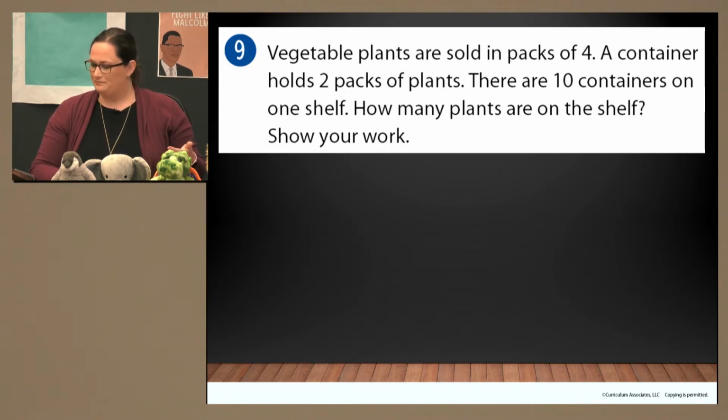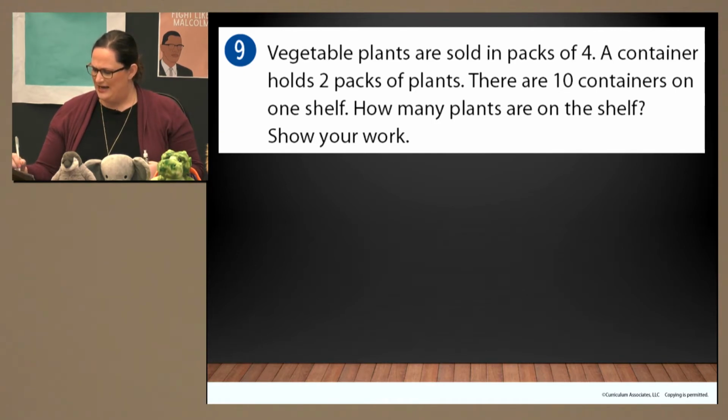Vegetable plants are sold in packs of 4. A container holds 2 packs of plants. There are 10 containers on one shelf. How many plants are on the shelf? Show your work. What's happening here? Yeah, we've got vegetables in packs, and we've got packs on a shelf.